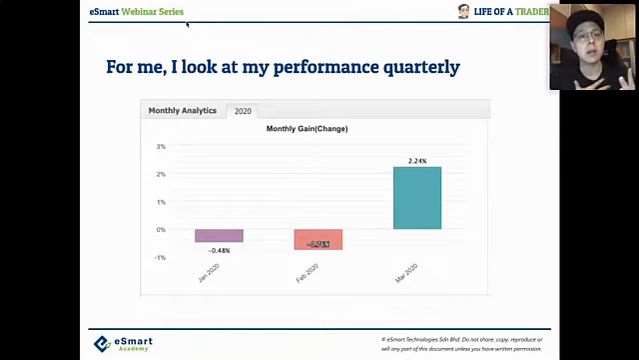For me, my sample size is I look at my performance on a quarterly basis, which means 3 months, 3 months, 3 months, because I don't take a lot of trades. Some of you perhaps know I don't take a lot of trades. I would rather focus on quality than quantity. So if I don't take a lot of trades in a month, it's not fair for me to judge my performance on a month-to-month basis.